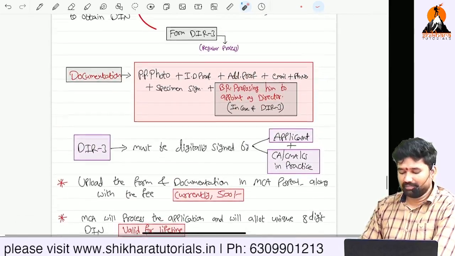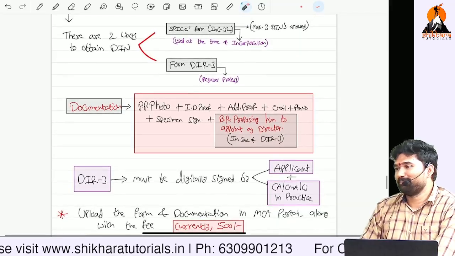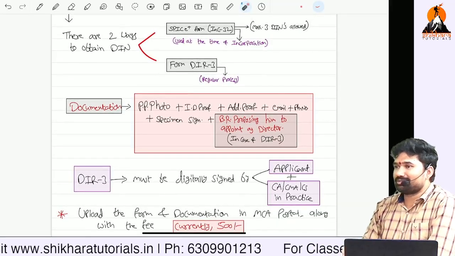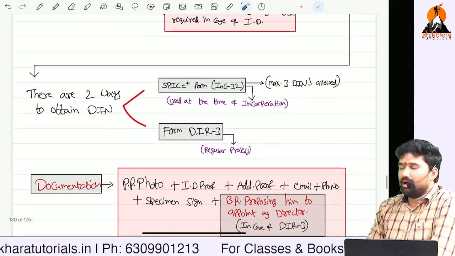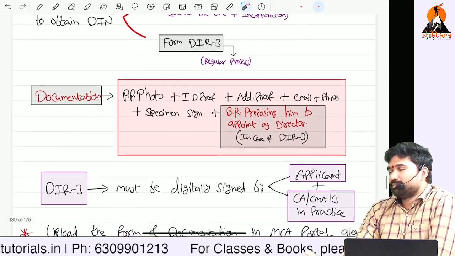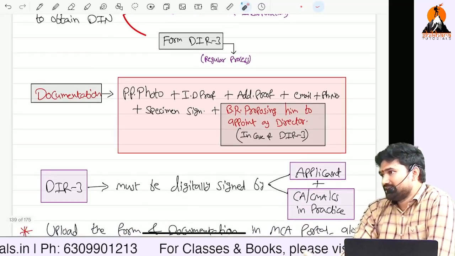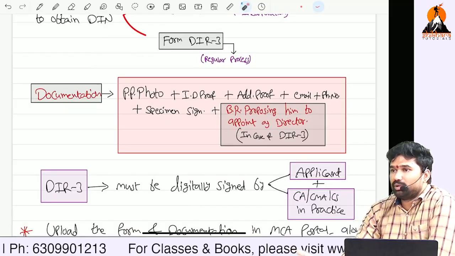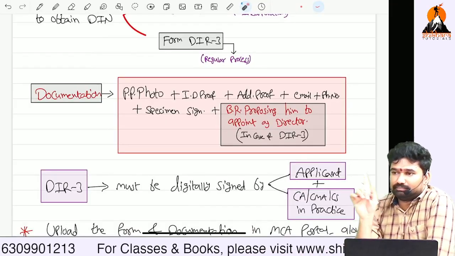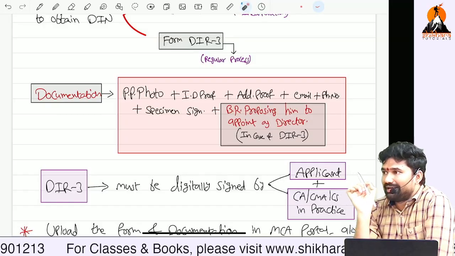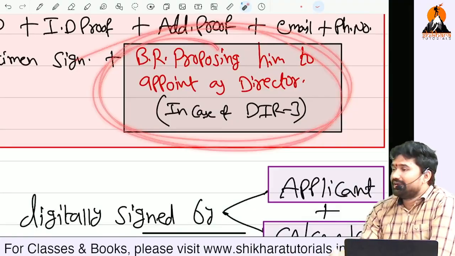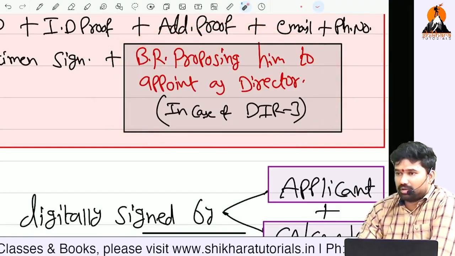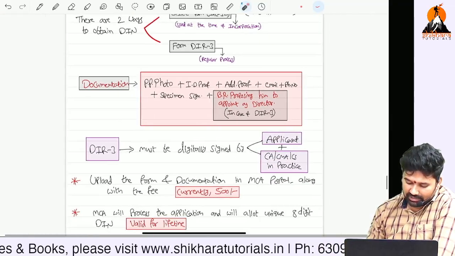Tomorrow we will discuss the process of obtaining the DIN, and what is DIN? It is an 8-digit unique number, valid for lifetime. There is an important point in DIN. This is that important point. We'll discuss tomorrow morning session.